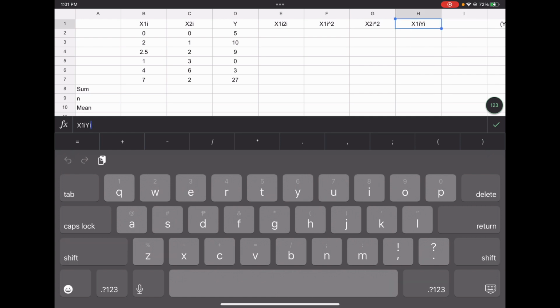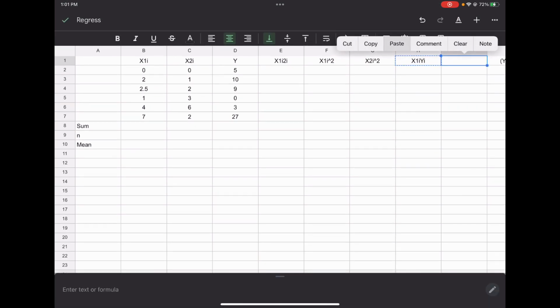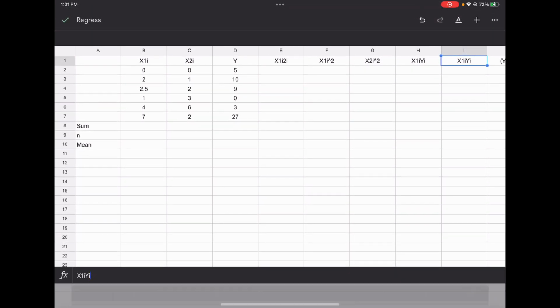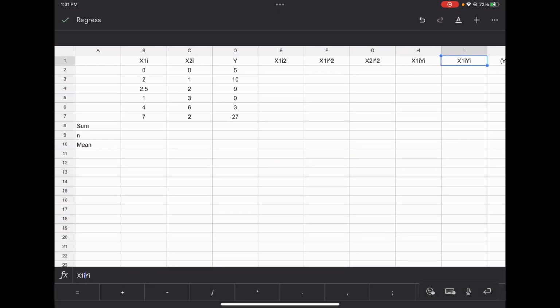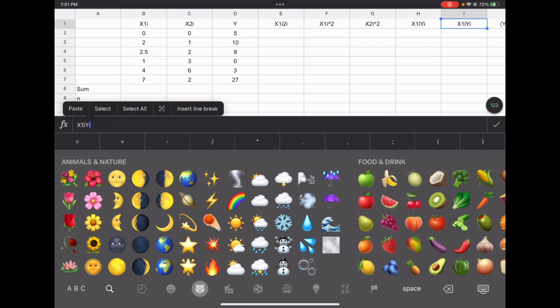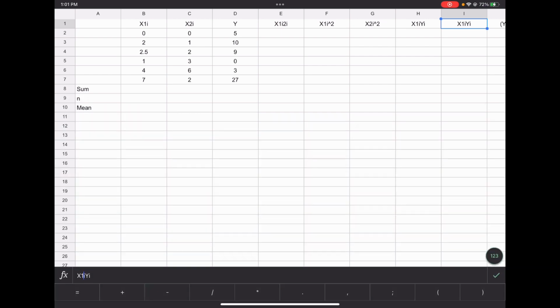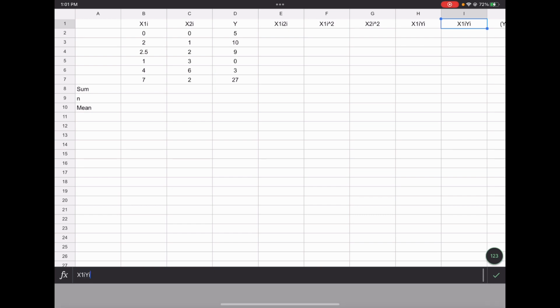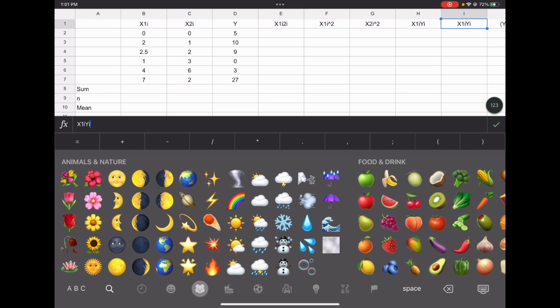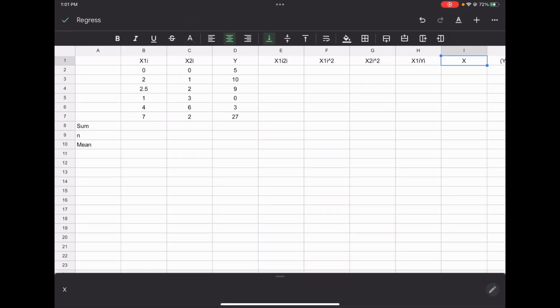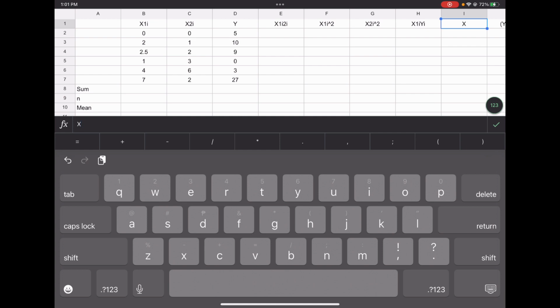Then the other one should be x sub 2i times y i.